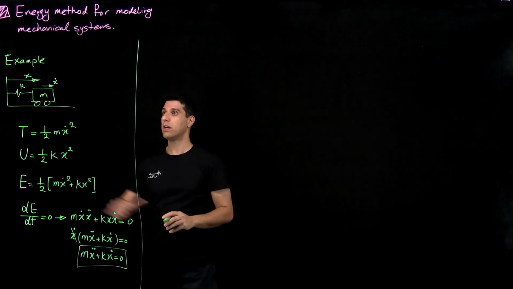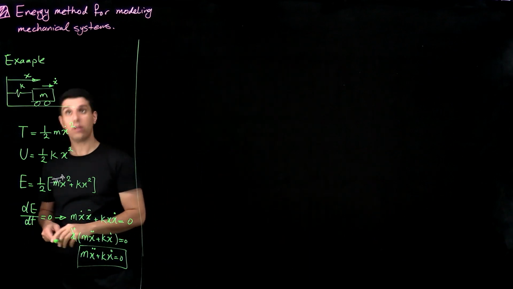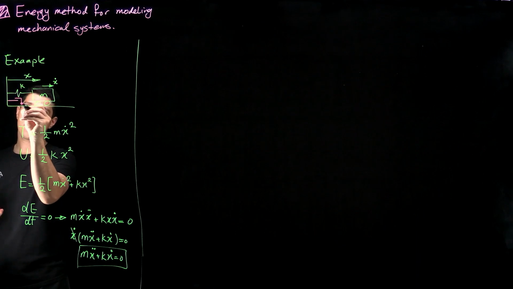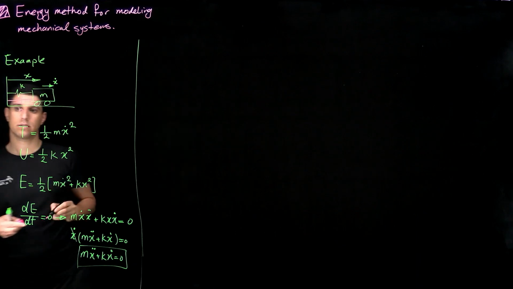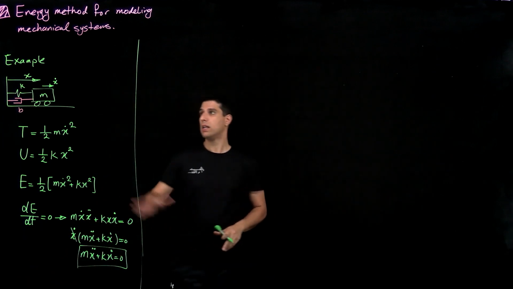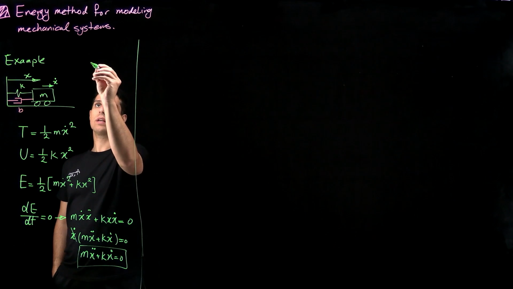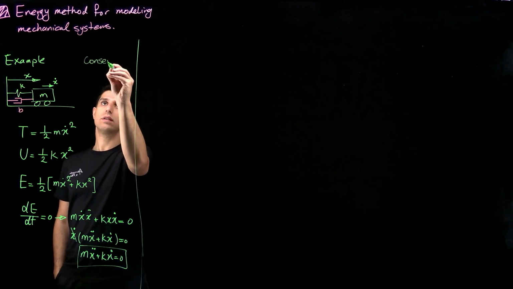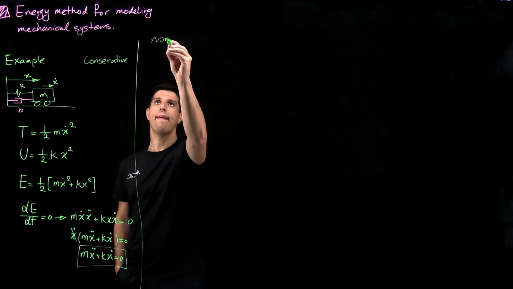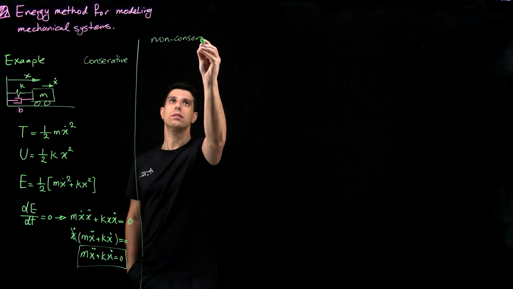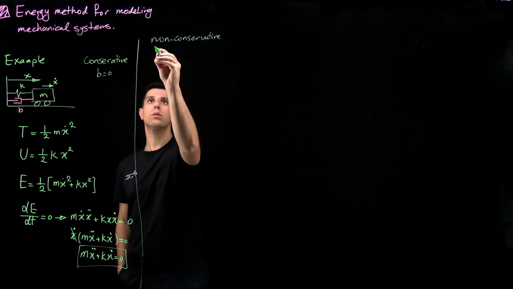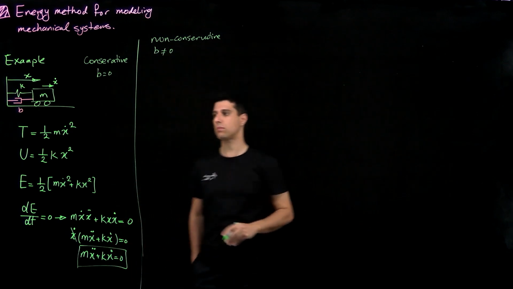Not much better. Let's do the same example, but let's now have a damper here with damping B. This is the conservative case. Conservative. This is the non-conservative. When B was 0, B is not 0. So what do we do?